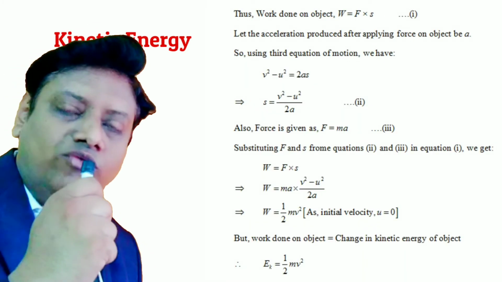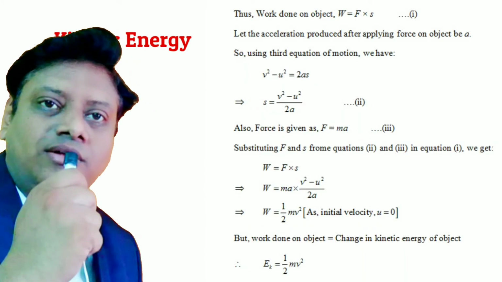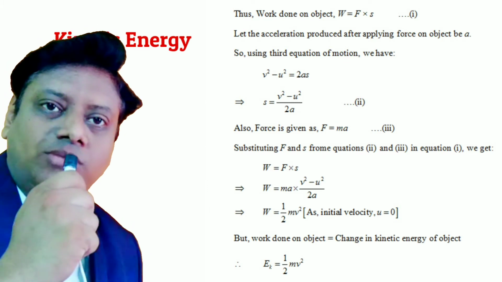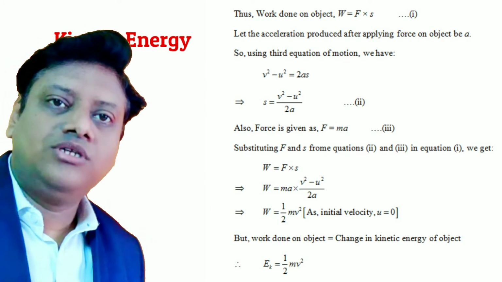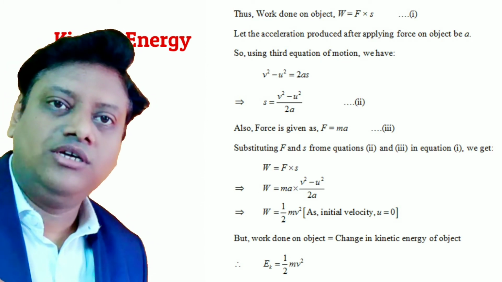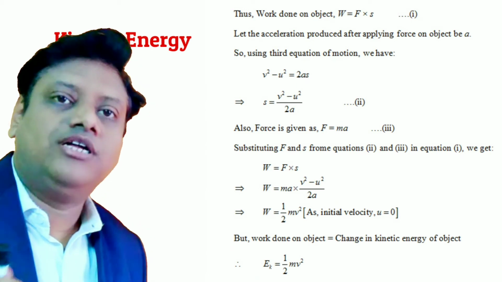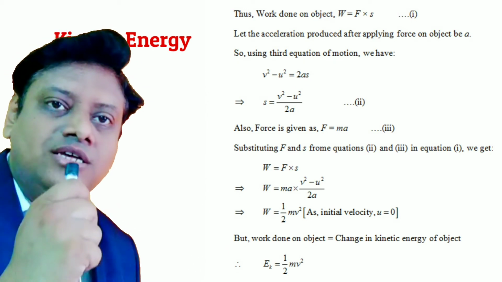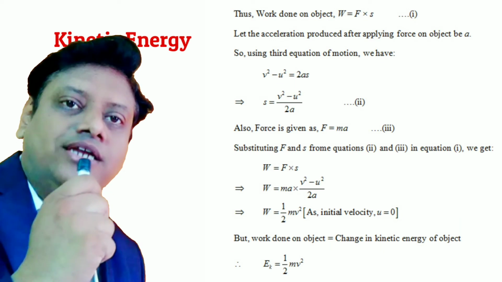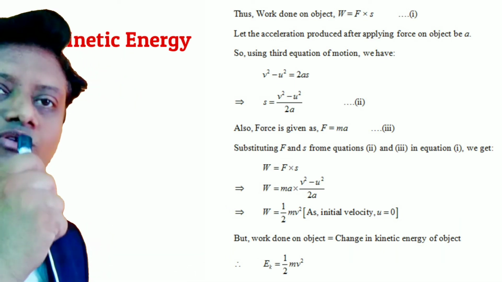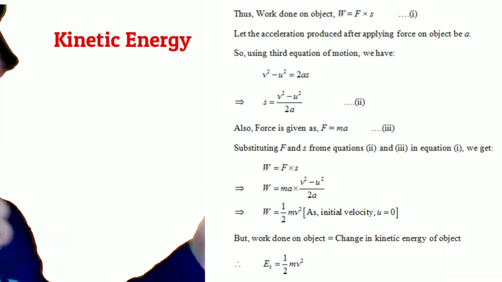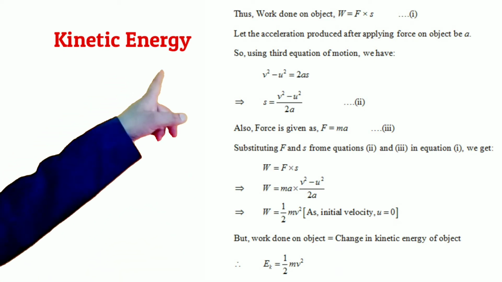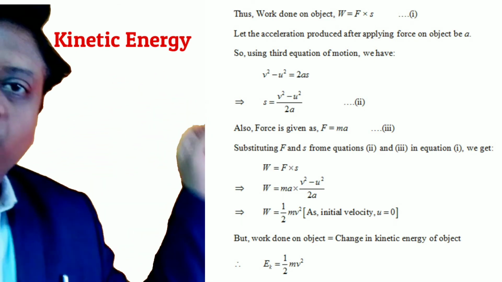Now, when a force is applied on a body, work is said to be done on the body. That means whenever we apply force on a body, work is done on it. So in this case, the work done on the body will be given as W equal to F into S, that is by the formula work done equal to force into displacement, as you can see on the board here. So W equal to F into S.